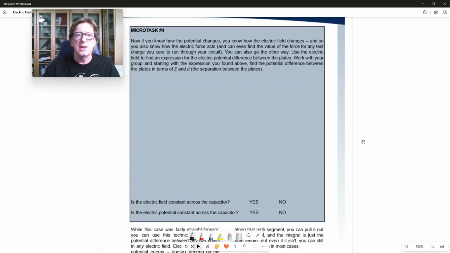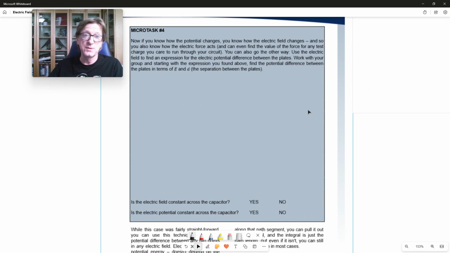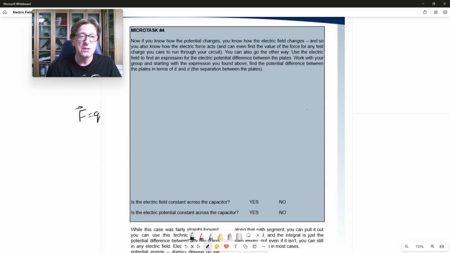Okay, so if we know how the potential is changing, then as we say, we also know how the electric field is changing. So the electric field, remember, is also giving us the electric force. You remember that force is equal to Q times the electric field. So if I know how the electric field is changing, I also know how the force is changing. So I can also go the other way. I can use the electric field to find an expression for the electric potential, which is often what I want. Remember that voltage is the electric potential between the plates.